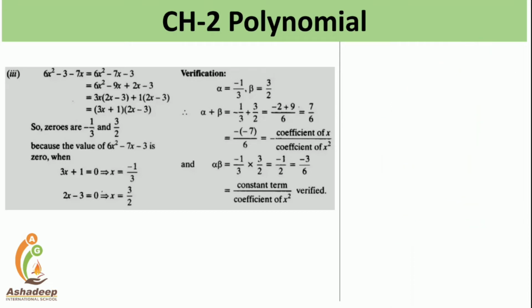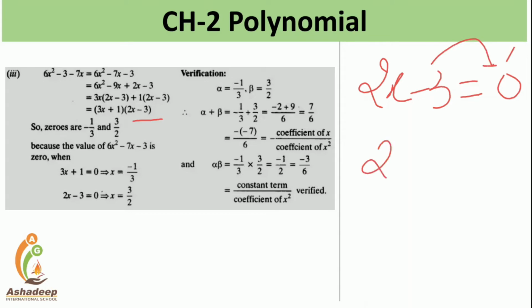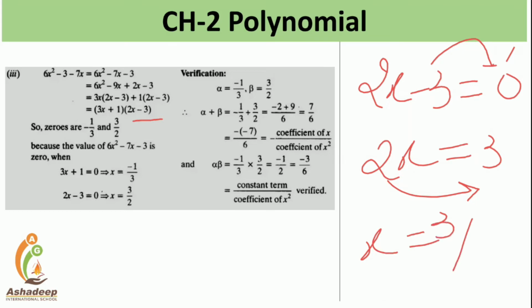So this is the first zero. Now we'll talk about the second zero. The second factor is what? It's 2x minus 3 is equal to 0. If 3 goes to the other side of the equals sign, it becomes plus. So 2x is equal to 3, and the 2 goes from multiplication to division. So x is equal to 3 by 2. So these are the two zeros with us.